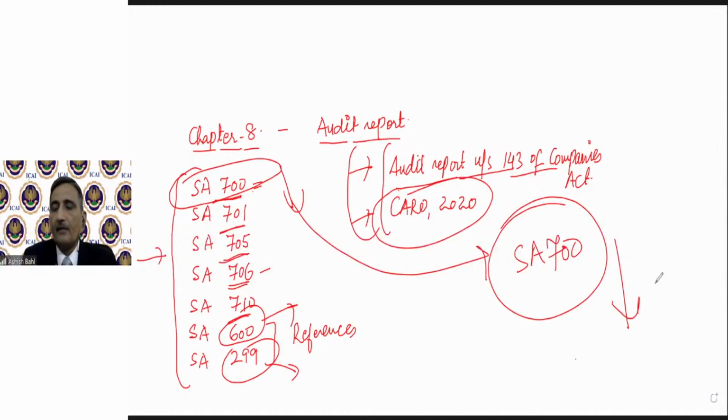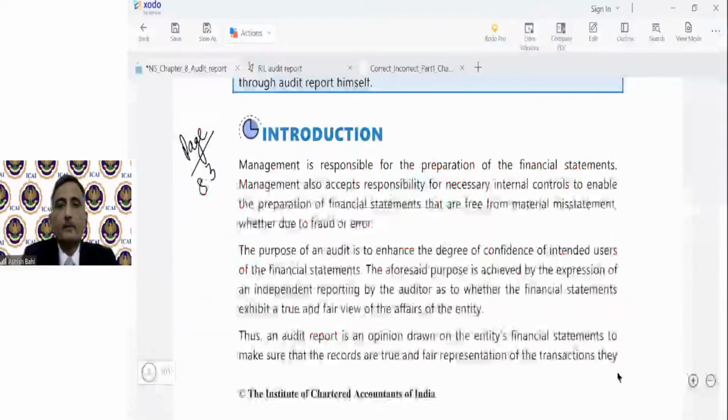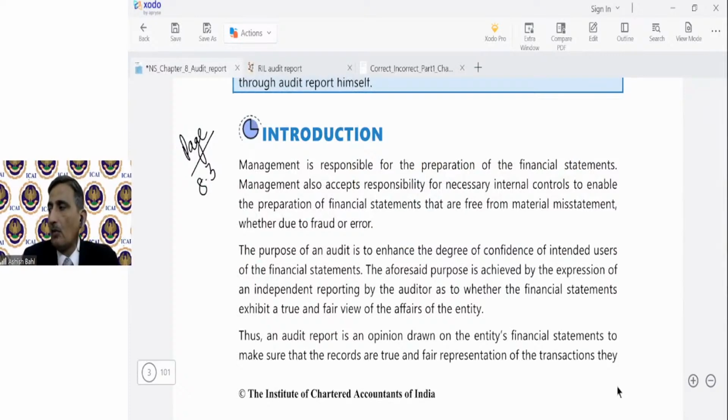So is it fine enough, guys? So now let us go to your module. So we are at page 8.3 of your module. Yes, students, we are at page 8.3 of your module.